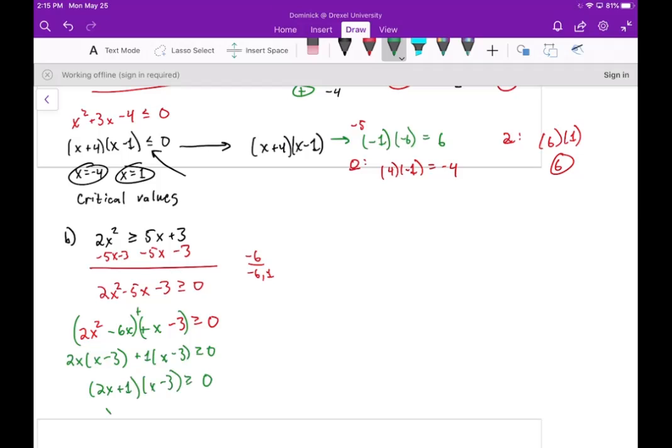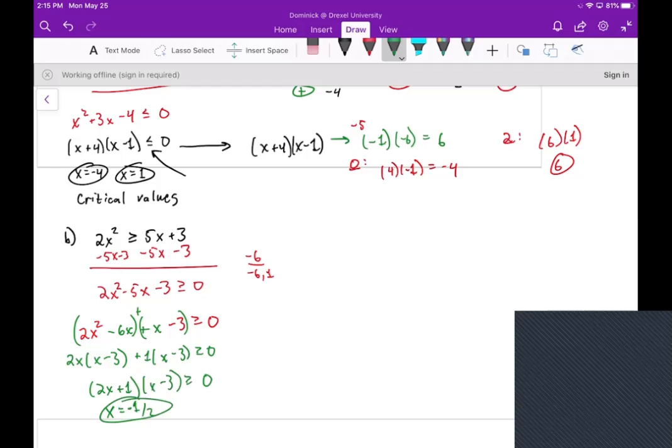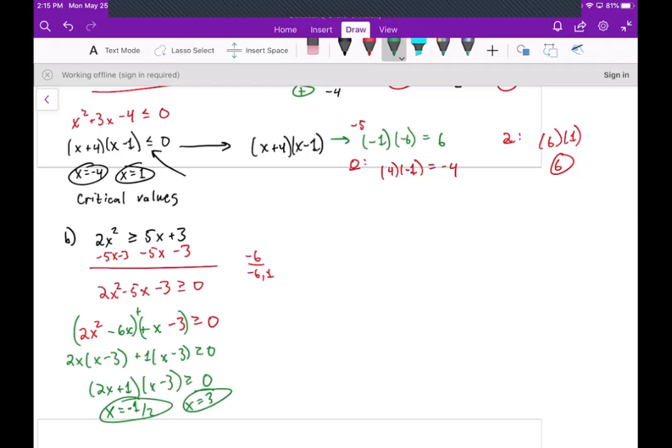And of course, this gives me x is equal to minus 1/2, and x is equal to 3. Okay? So those are my critical values again. So let's plot them on the number line. Now, of course, do we want these 2 points? Yes, we include the equal sign, so we want these 2 points again.